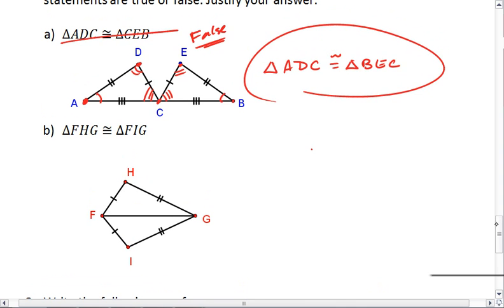But in the second one, if we're looking at triangle FHG, which is our top triangle, we see that in the top, angle F corresponds with angle F in the bottom. Angle H corresponds with angle I in the bottom, and angle G corresponds with angle G in the bottom. So this matches up and is in fact a true congruency statement.